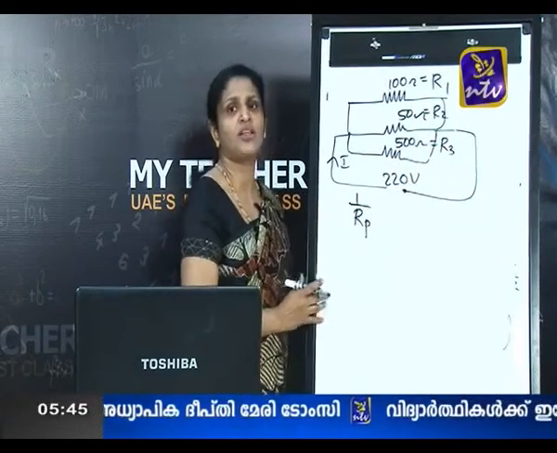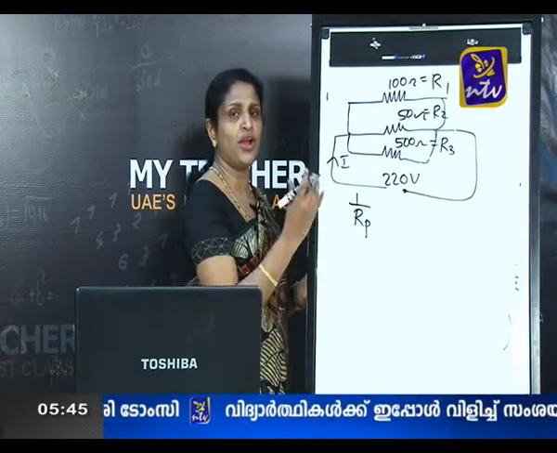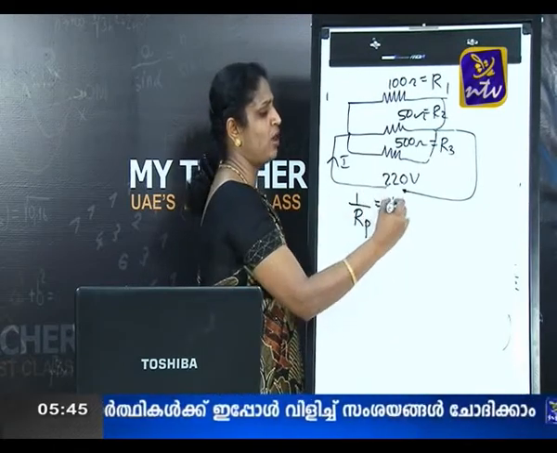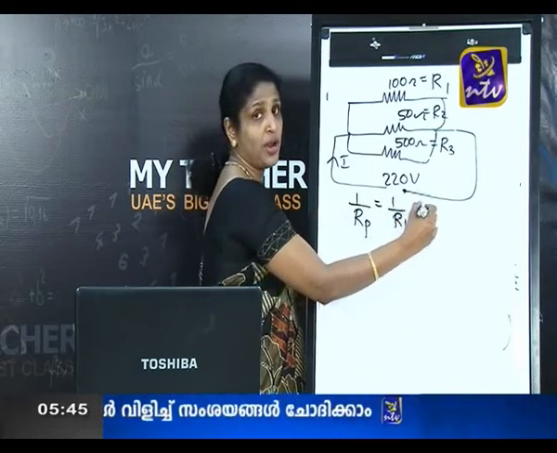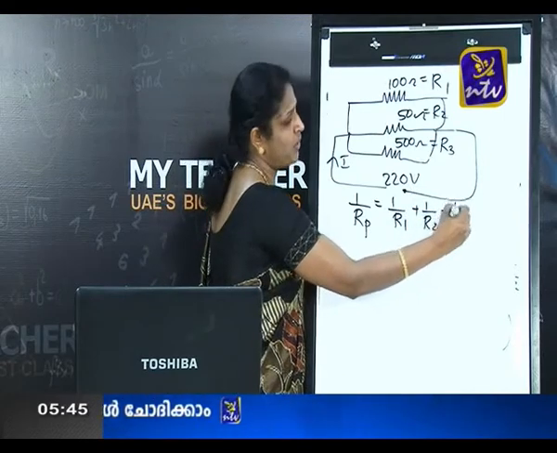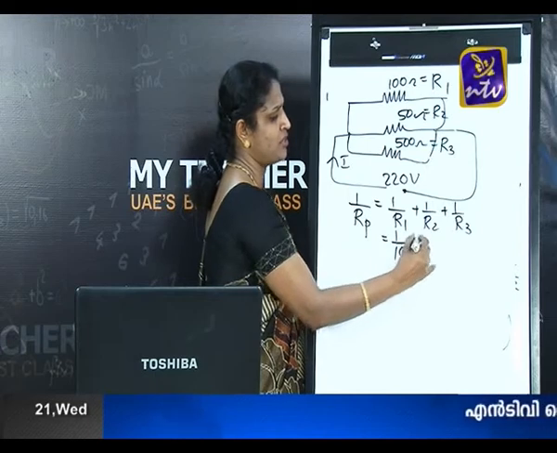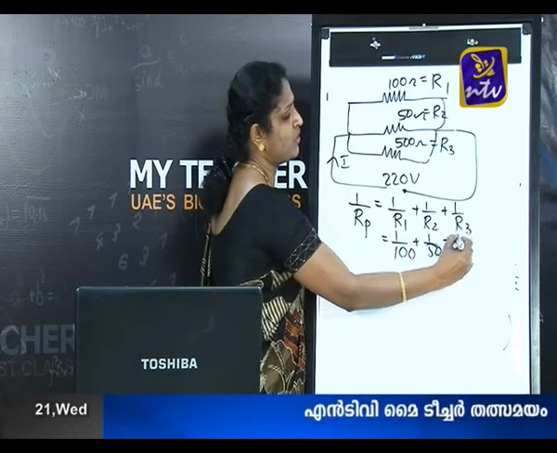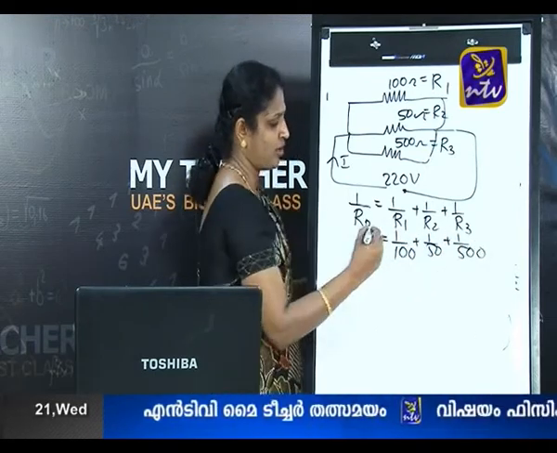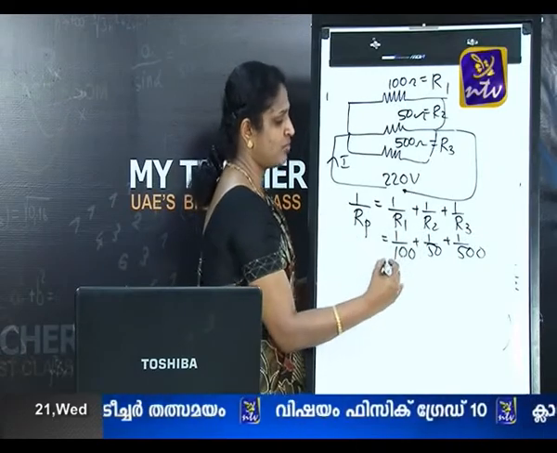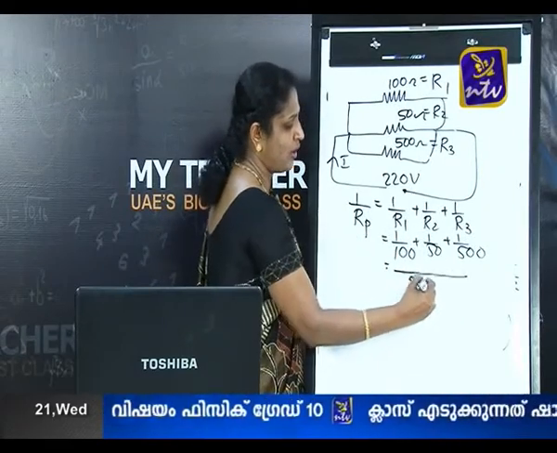After naming them as R1, R2 and R3, find out the effective resistance by the formula 1 by Rp equal to 1 by R1 plus 1 by R2 plus 1 by R3. That is equal to 1 divided by 100 plus 1 divided by 50 plus 1 divided by 500. You have to take the LCM, which will be equal to 500.